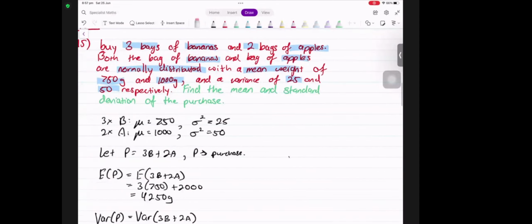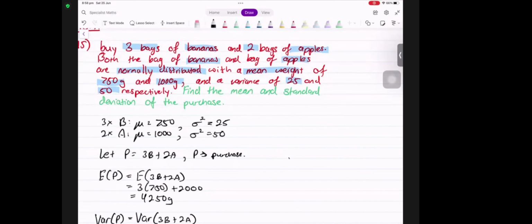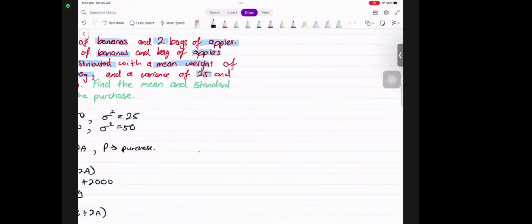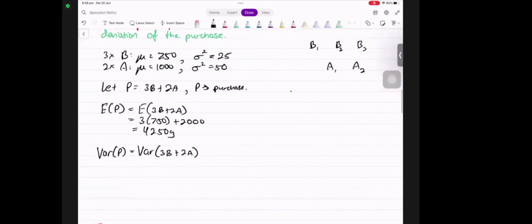I'll quickly go through it. Right here, I said that if you have 3 bags of bananas and 2 bags of apples, and your variables are independent, they all have their own individual independent values. So you'll have 1 bag of banana here, a different bag, and then another bag, and then 1 bag of apple and another bag of apple. All of these are independent variables because they don't rely on each other. If you have two bags of apples, each bag is not going to rely on the other. They're all separate.